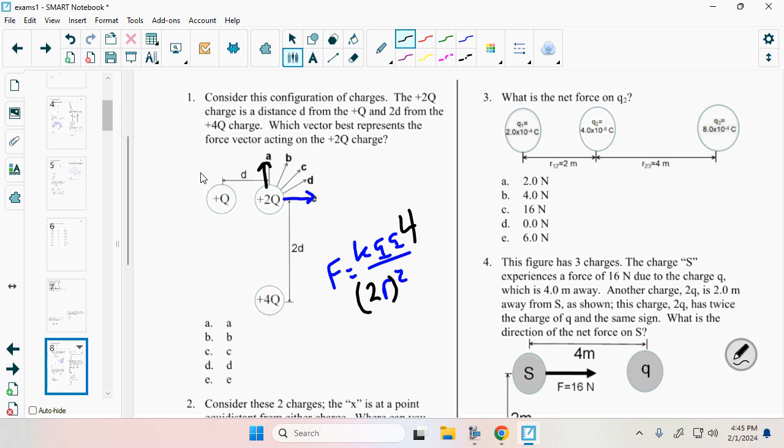I draw this one first, and then I realize this charge is 4 times as big as this charge. Normally, that would cause the force to be 4 times as big. However, it is also 4 in the denominator because it's 2 squared. So I get 4 over 4. So this force is equal to this force in magnitude. So then the answer is C because it splits the difference.